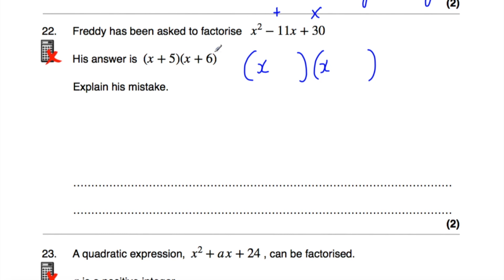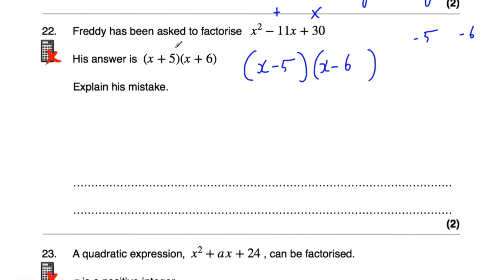But 6 plus 5 is equal to 11, not minus 11. So I actually think that if we change the plus signs to minus signs, would they work? So if it was minus 5 and minus 6, minus 5 times minus 6 is 30. Fantastic. And minus 5 plus minus 6 would be minus 11. So yeah, it should be x minus 5 and x minus 6.